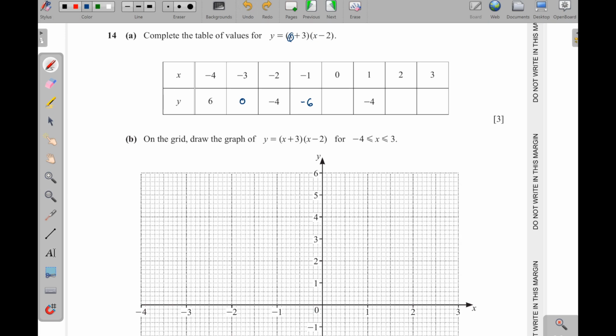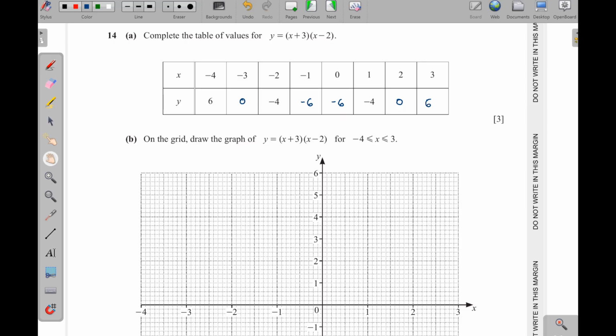Okay, so we shall put here negative 6, then put 2. When I put 2 here plus 3, that will be a 5. Then 2 minus 2, what do you get here? Isn't that a 0? So 5 times 0, automatically you will get what? A 0. So here we shall have a 0, then put 3, 3 plus 3, that one will give us 6, then times 3 minus 2, that is a 1. So 6 times 1, that one gives us a what? A 6. So that means here we shall have 6 here.